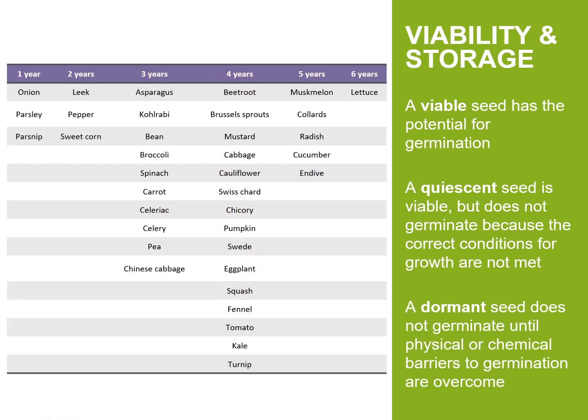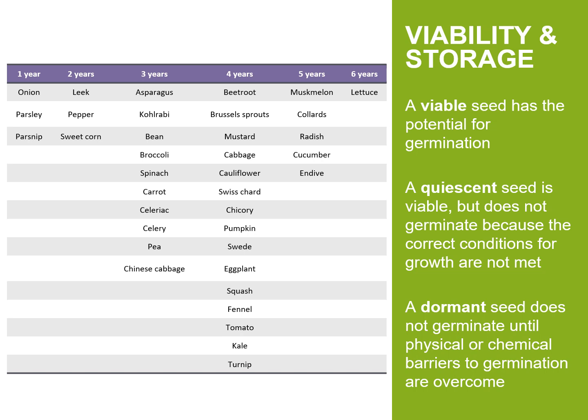So seeds have a variability in terms of what's called their viability, their ability to germinate. Viability is the potential for germination. A seed can be described as quiescent, where the seed does not germinate because the correct conditions for its growth have not been met.